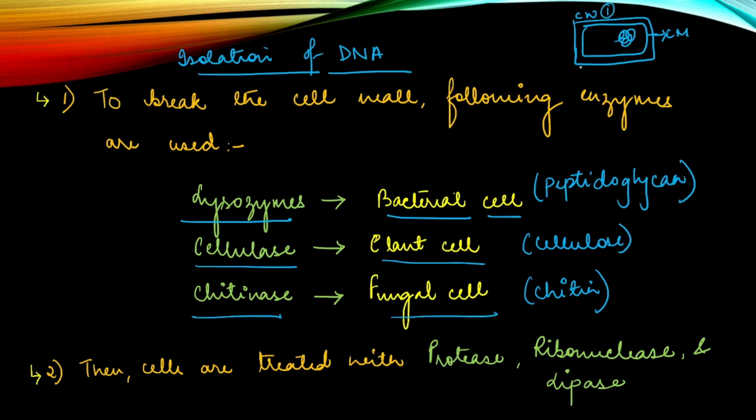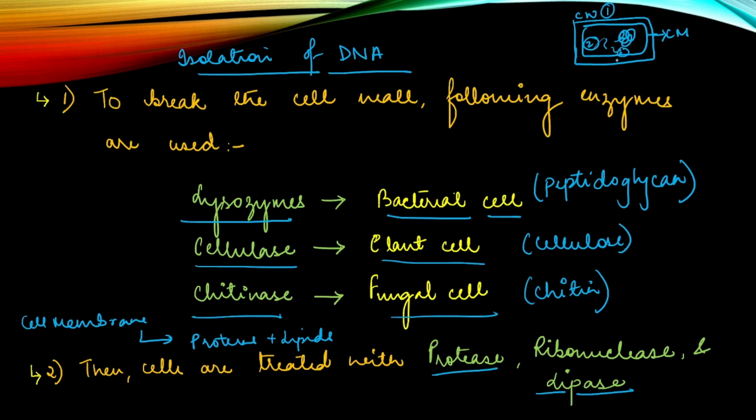After the cell wall is digested, we come to number 2, that is the cell membrane. The cell membrane is made up of lipids and proteins. So to digest the cell membrane, what will we use? We'll use protease and lipase. And here cell organelles are also present. So if any proteins or lipid structures are there, it will digest all the structures made up of lipids and proteins.